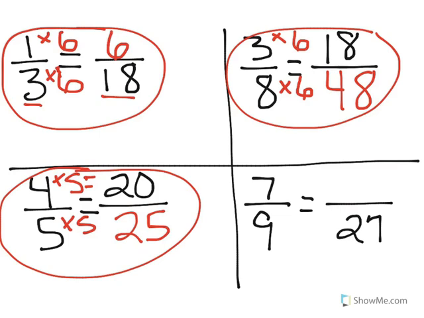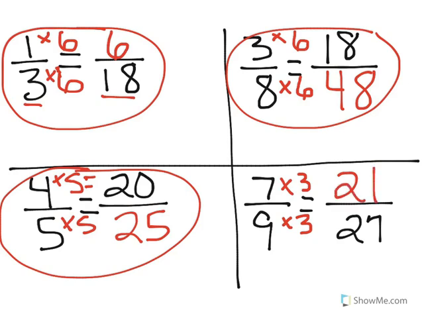On the bottom right, I have 7/9 equals blank over 27. So I'm missing one of my numerators. I know both my denominators, so I can use that. I take 9 times 3 to get 27, which means I have to do the same thing to the top to find equivalent fractions, since you're using equal numbers to multiply both the numerator and denominator. 7 times 3 is 21.